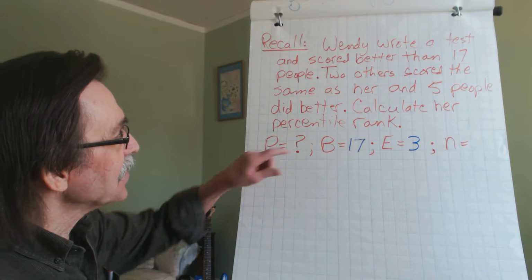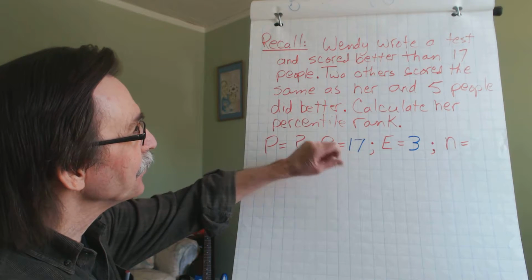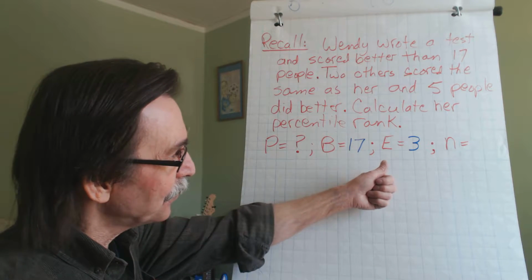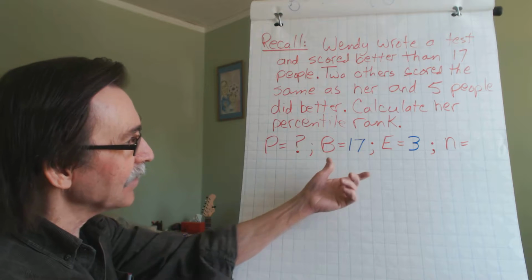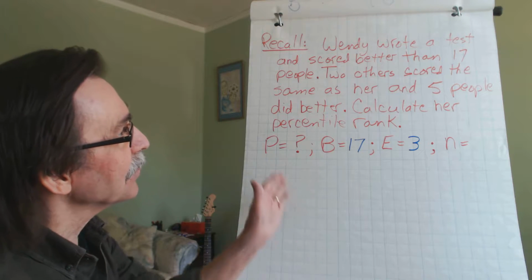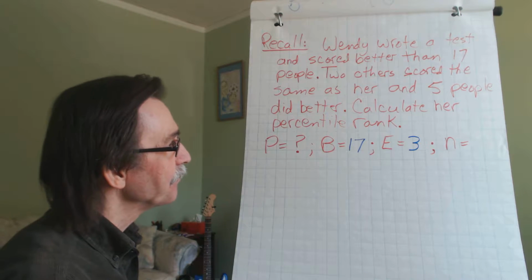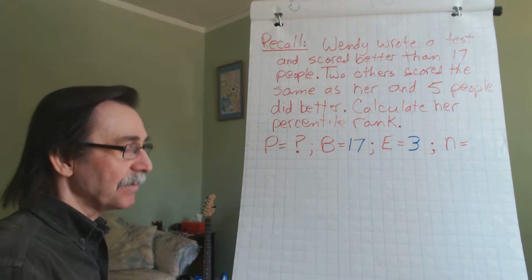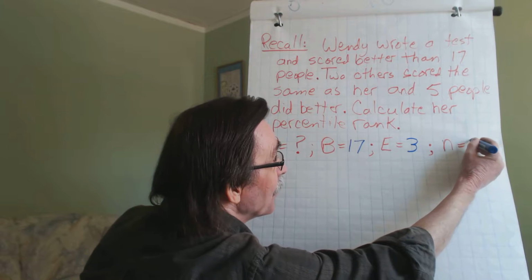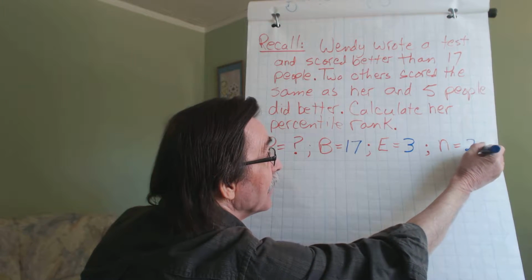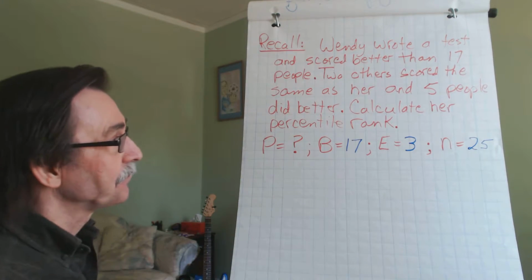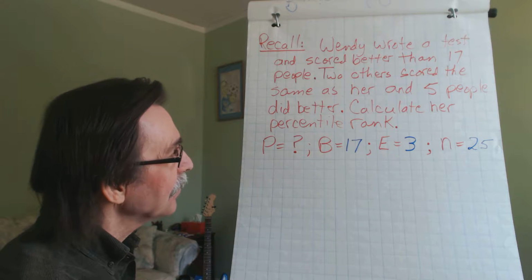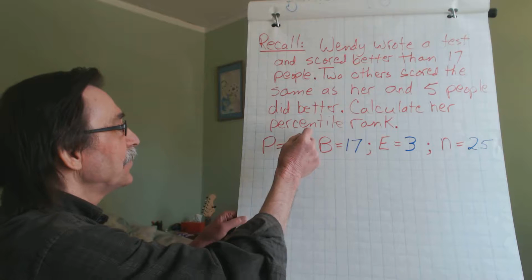We've got the 17 people below her, the people who tied with her and her, so that's 20 so far, plus 5 people who did better. How many people wrote altogether? Well, that's 25. It doesn't say 25 in the problem, does it? So there we have it. There's all our variables, and we want to know this one.